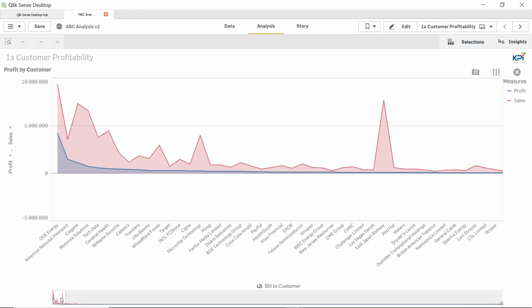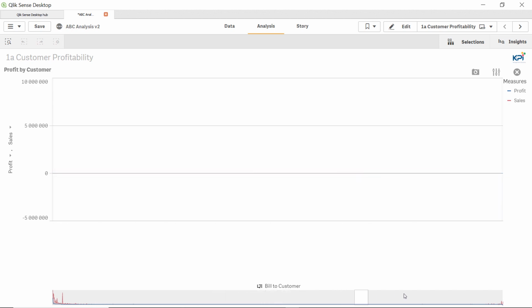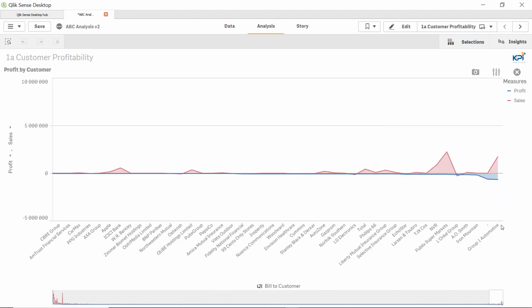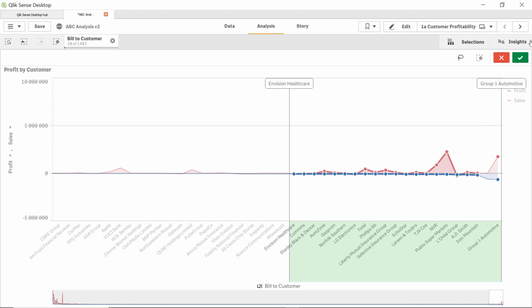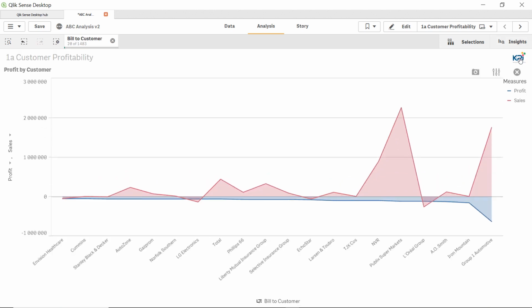But if I move my mouse right across to the end of the data, you'll see right at the end, and this is also very typical in most businesses, you've got some clients that are actually destroying the value, even though the sales might be good. So in this case over here, you've got a data point of about $2.2 million. This one over here is close to $2 million, but again, loss makers.